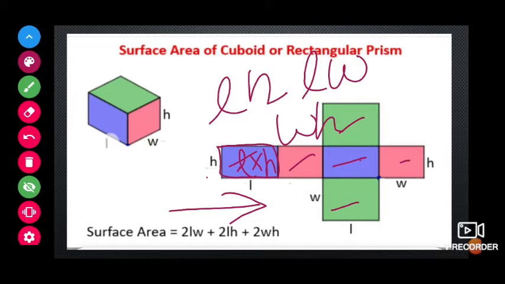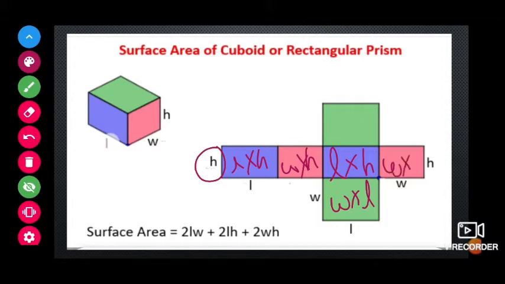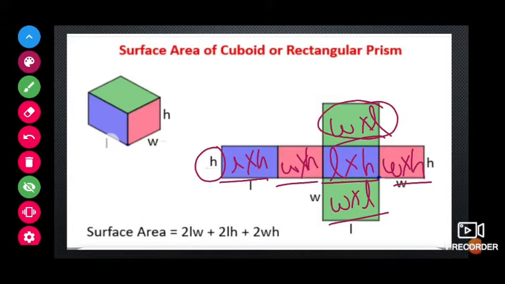Like that, everywhere, if we take L into H, W into L, W into H, W into L, like that if you observe, each and everything we will have two pairs. So we can write 2 into L into W, 2 into L into H, 2 into W into H.